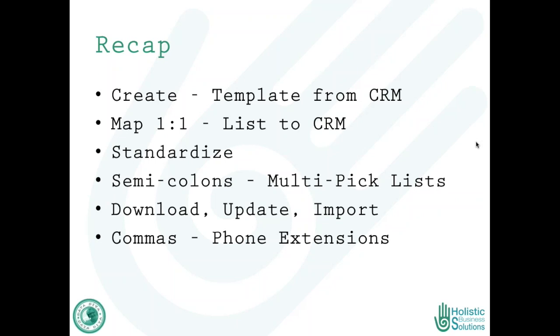Always use semicolons for multi-pick lists to ensure the data is delimited and not concatenated. If needing to update a multi-pick list and not replace the data outright, be sure to export the data, including the identifier field, usually an email address, and in your list, populate the multi-pick list field with the correct data, then re-import it to update. And finally, use commas when expressing an extension or string of extension prompts.